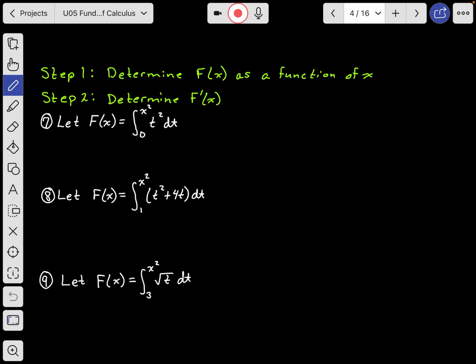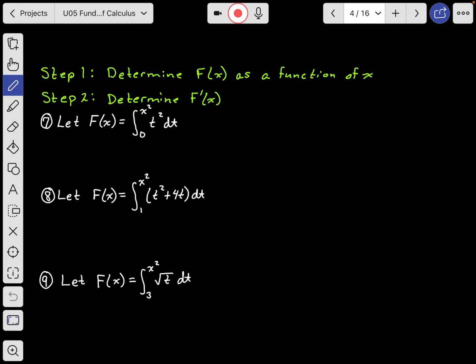Okay, so let's take a look at some different examples. Notice now your upper limits are not just the single x. This time they are a composition of functions. This time it's x squared. But we're still going to go through those two steps.